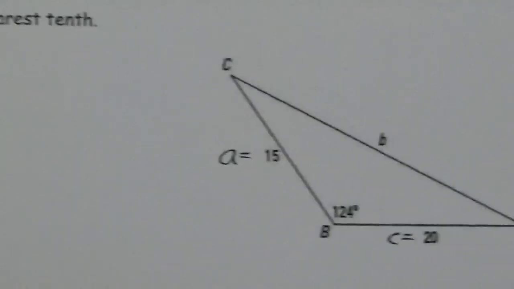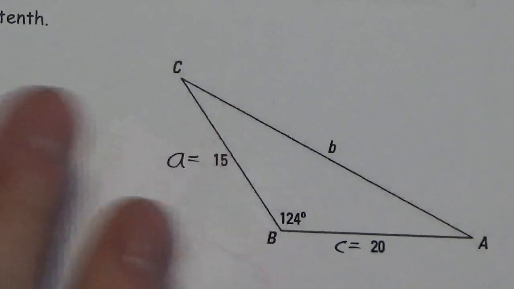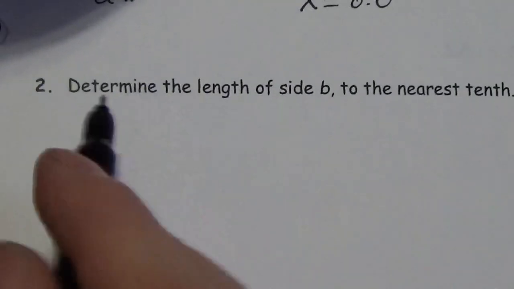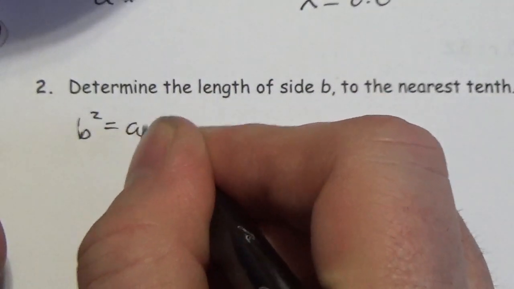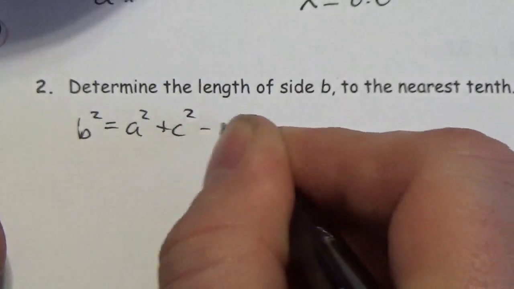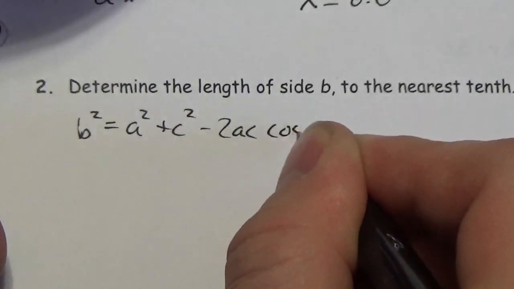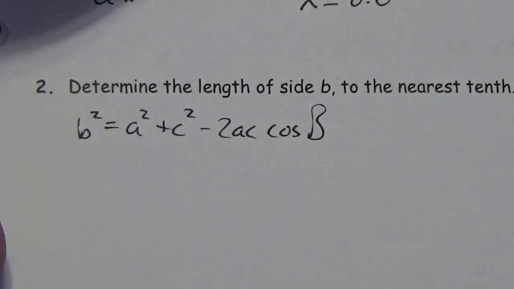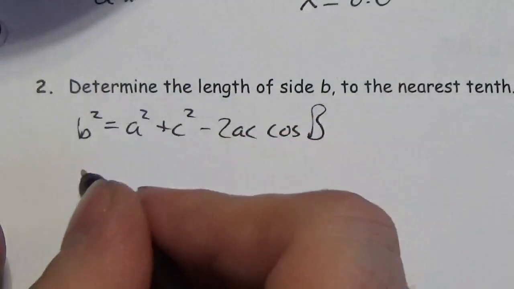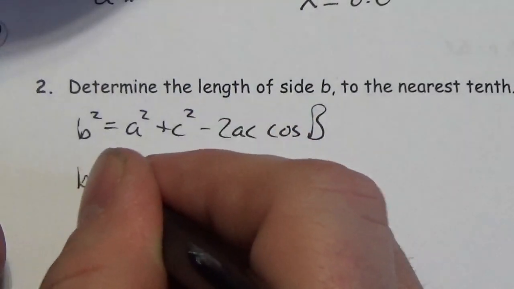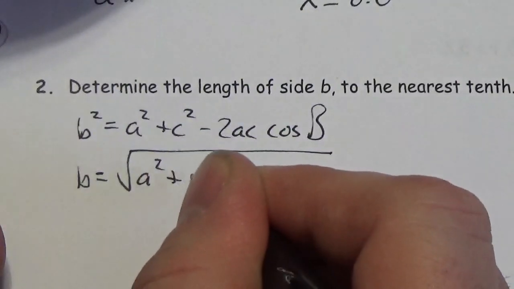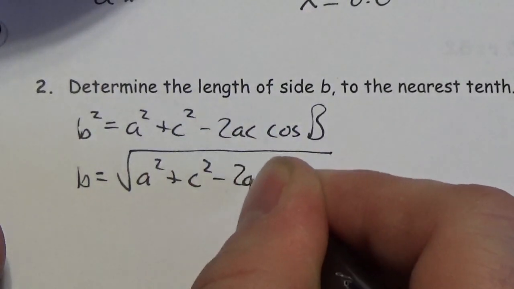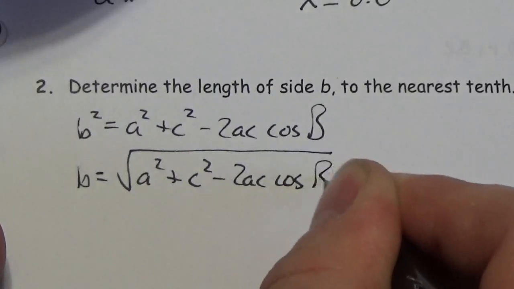So now when I come down to here, I'm going to set up my equation, my cosine law, to find B. It'll be B squared is equal to A squared plus C squared minus 2AC cosine of angle B. I know that for me to find B, the very last thing I'm going to do is take the square root. So it'll be the square root of A squared plus C squared minus 2AC cosine of angle B.